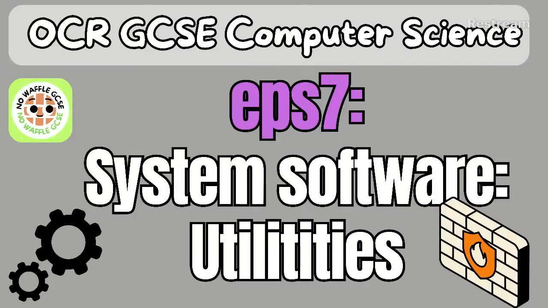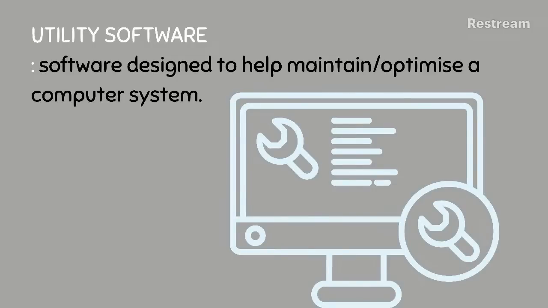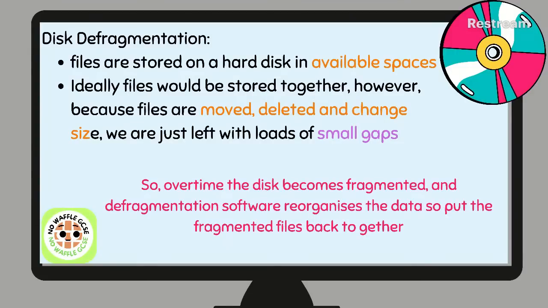We're now going to look at system software utilities. So, what is utility software? This is software designed to help maintain and optimize a computer system. For example, things that happen on this are disk defragmentation. This is an example of system software.